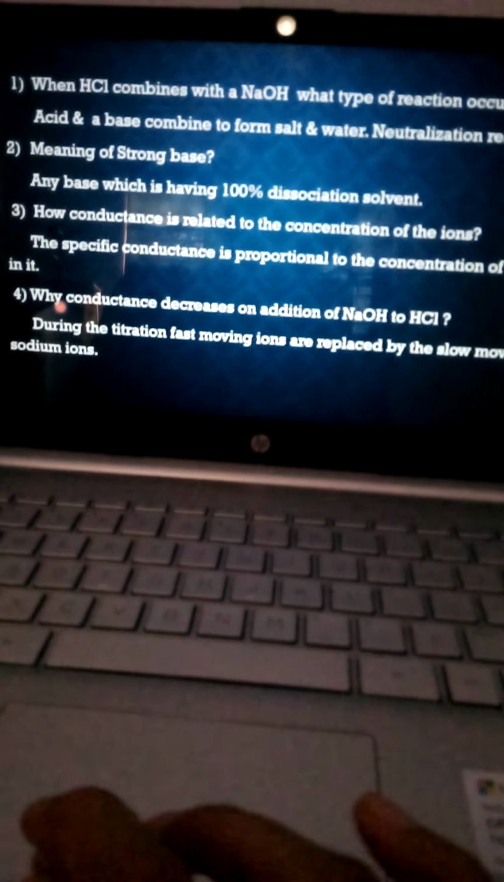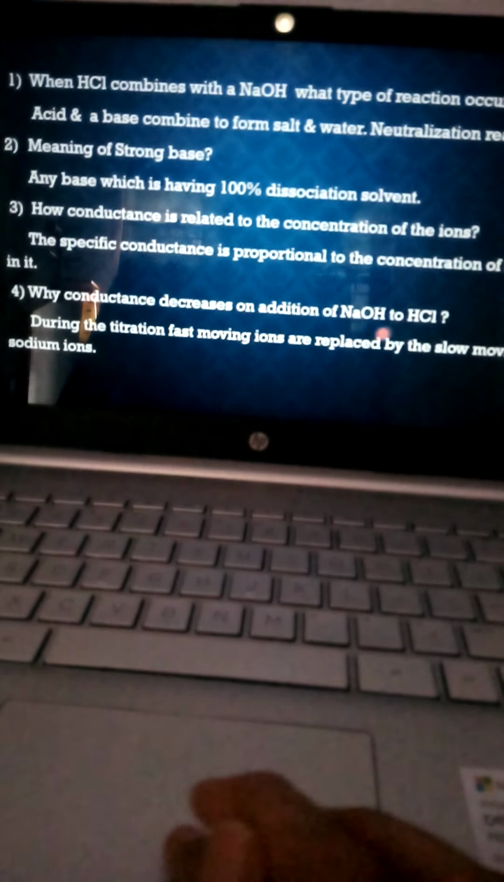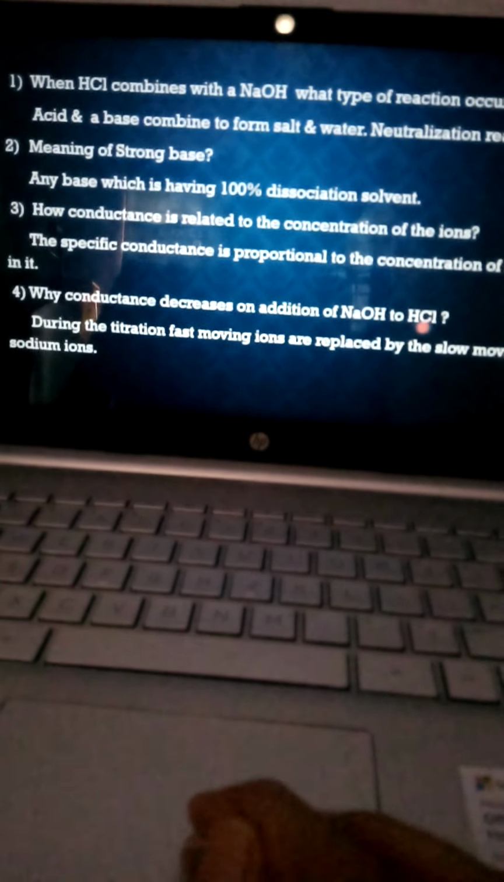Next, why does conductance decrease on addition of NaOH to HCl? This is very important.